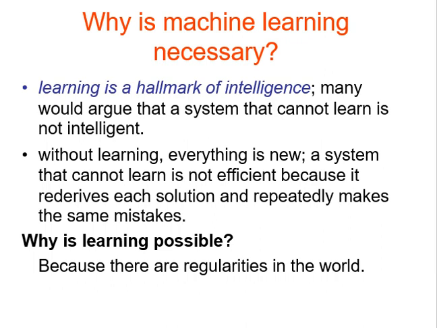A system that cannot learn is not efficient because it rederives each solution and repeatedly makes the same mistakes. So let's consider the example of a student. If a student does not learn anything and then automatically they will fail in an exam or test. Same will happen in a system. If a system does not learn anything, it is considered as inefficient. And then why learning is possible? Because there are regularities in the world, so learning is possible.